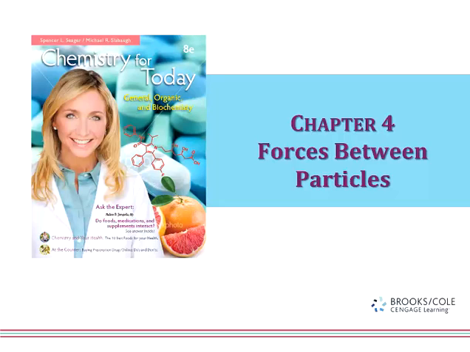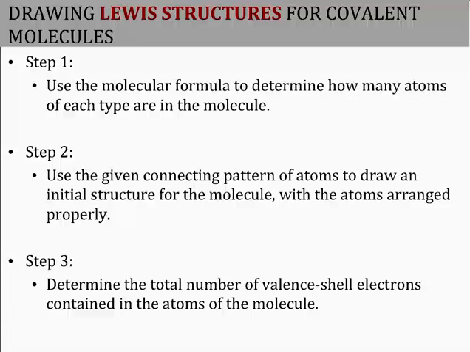Hi everyone. Today we're going to continue chapter 4 and we're going to go over Lewis structures for covalent molecules. There are a few steps we need to follow when we're drawing Lewis structures. The first step, we want to use the molecular formula to determine how many atoms of each type are in the molecule.